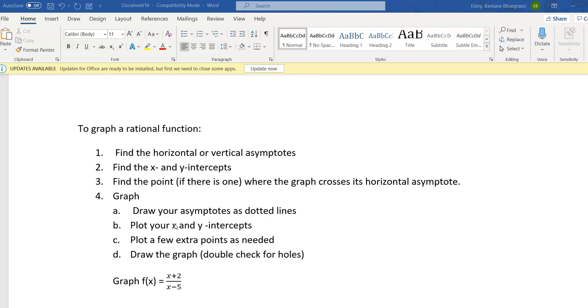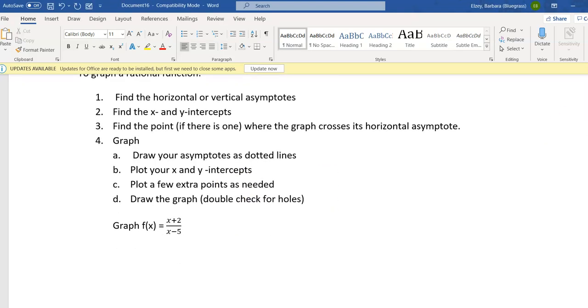All right, so step 4, we're going to graph, and we're going to first draw all of our asymptotes as dotted lines. Then we're going to plot the x and y-intercepts. We may need to plot a few extra points just to see the shape of our graph, and then we'll actually draw the graph. And we're going to double check for holes, and we'll see what I mean by that as we do a graph.